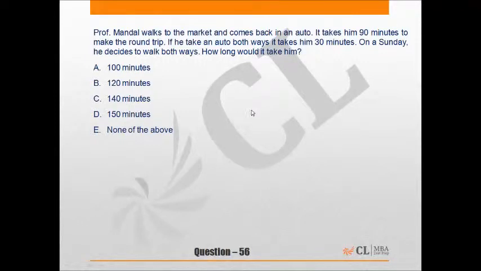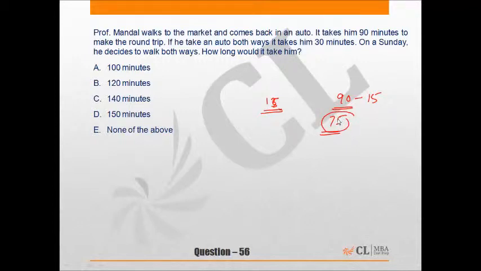If he takes an auto both ways, it takes him 30 minutes, which implies that to make one way he must take half of this amount of time. So to reach market from his place he takes 15 minutes by auto, and he takes a total of 90 minutes when he walks to market and comes back by auto. It means he takes 90 minus 15 minutes to walk to market.